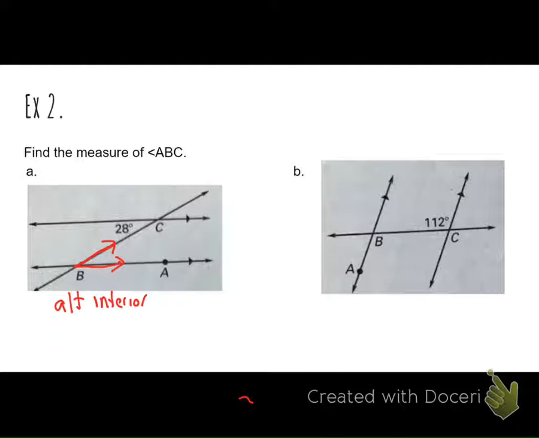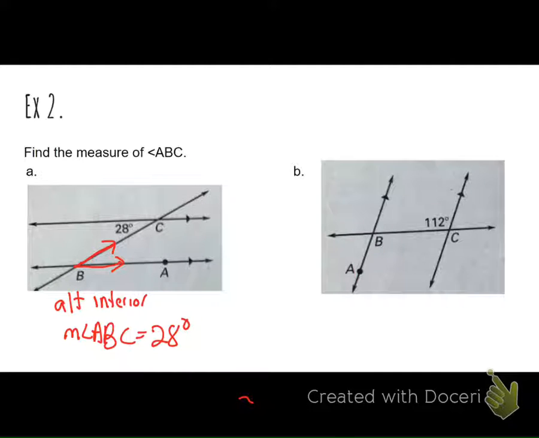Okay, so we know they're alternate interior angles, and we also know that alternate interior angles are congruent. So if they're cutting a parallel line, we know they're congruent. So that means the measure of angle ABC is also going to be 28 degrees.